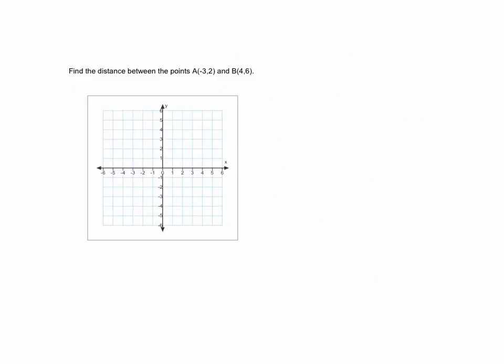All right, this one's done exactly the same way. I want you to plot the points. I want you to draw the triangle. I want you to do the Pythagorean theorem. If you get a decimal, round it to the nearest tenth. Then turn the video back on and see how you did.